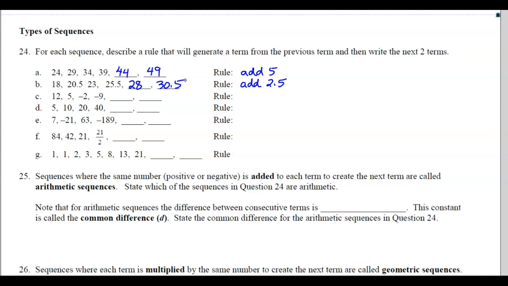Next one, they're getting smaller. 12 minus 5 is 7, 5 minus 7 is negative 2. So here we're subtracting 7, which is the same as adding negative 7. Okay, so just be aware of that. So next would be negative 9, negative 16, negative 23.